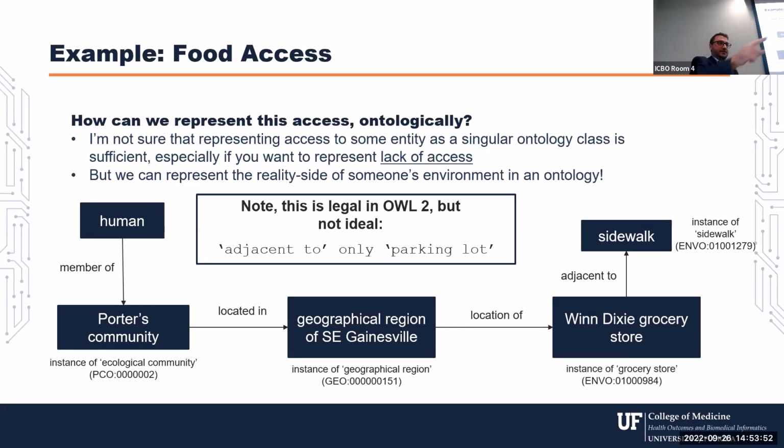You had a question? My question was essentially, so the Winn-Dixie grocery store and Porter's community, have you come up with any method to essentially connect them? There's an unbroken sidewalk all the way between that community and the Winn-Dixie store. Therefore, you know you have that continuity. Have you come up with any way of measuring that? We have a similar problem set with where we're at, and that's what we're trying to solve.